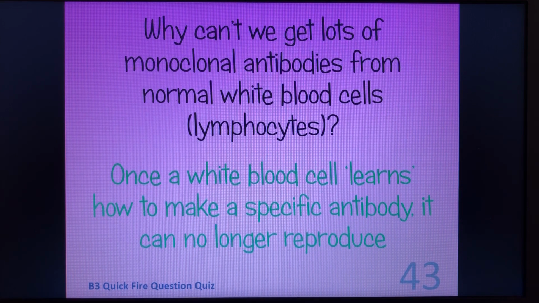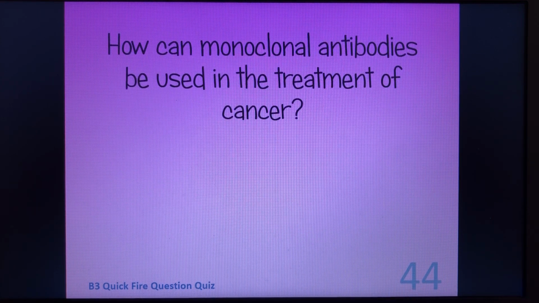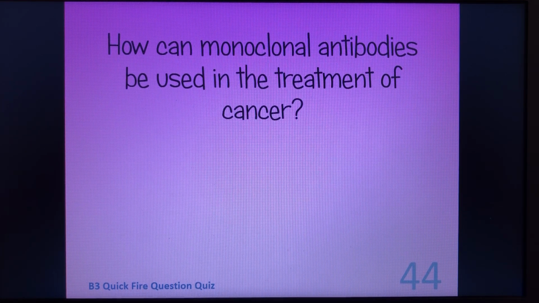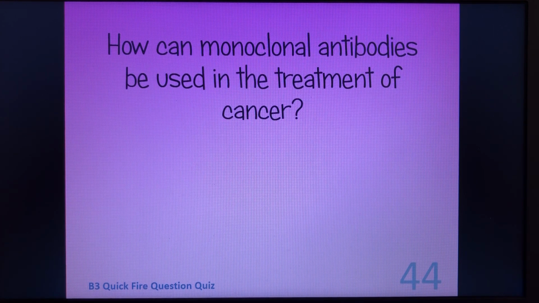Question 44. How can monoclonal antibodies be used in the treatment of cancer? Okay, we're talking about chemotherapy here, which goes into the blood, flows through the blood, attacking the cancerous cells, but also attacking healthy tissue as well. So how can we use the monoclonal antibodies to help this process, make it more effective, reduce the side effects?